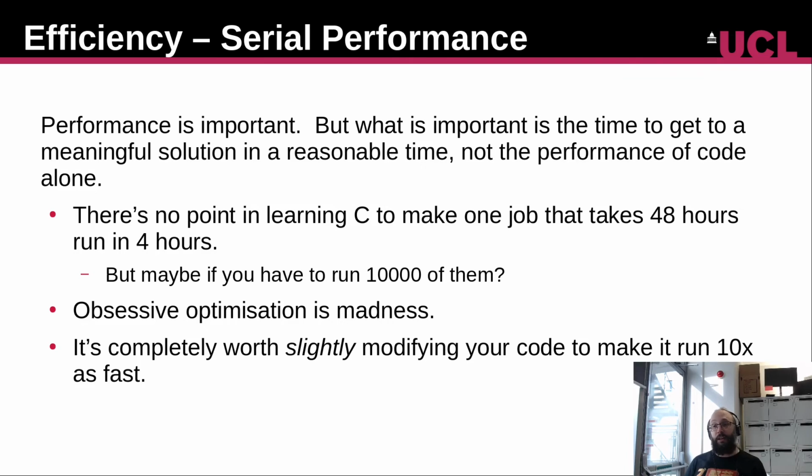You have to add up the cost of doing the optimization and compare it against the amount of time you save. Excessive optimization is madness. You can go down all kinds of rabbit holes doing things to the code, and then a compiler revision will happen and undo all of that work. It's completely worth slightly modifying your code to make it run 10 times as fast. You will find things like loop ordering or fusing loops, which the compiler can generally do for you now, but in some languages those things will really improve the performance.